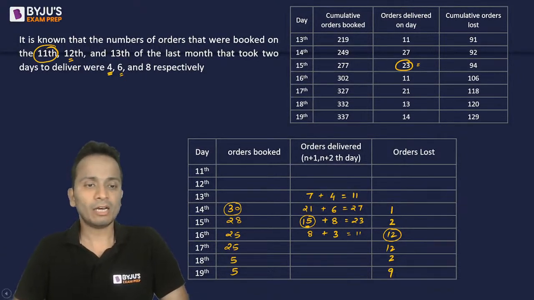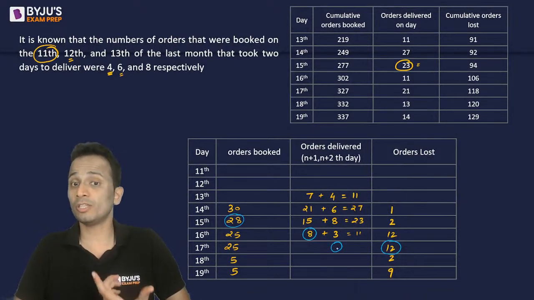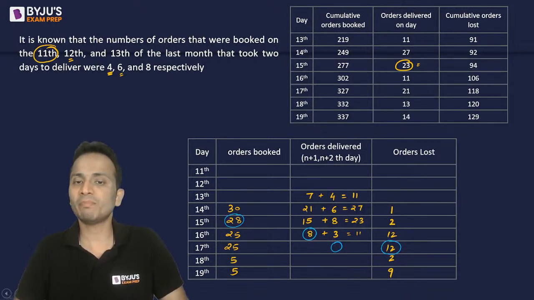Now similarly, you can repeat the same process. I'll show you for the next date as well, and you can repeat it for the other numbers. So this 28 should be the sum of this number and this number. What is this blank? This is the number of orders that are delivered on the second day. So 28 minus 8 minus 12 should be this number, and this will come out to be 8. Let's write this number.